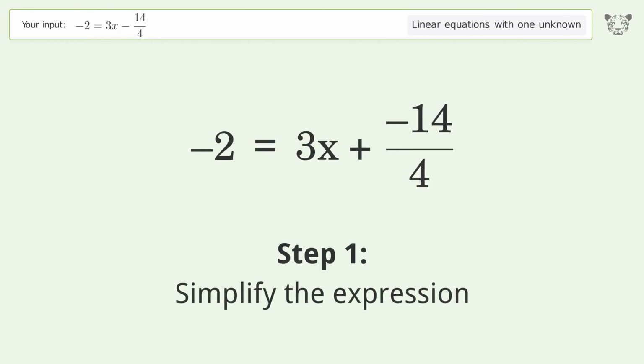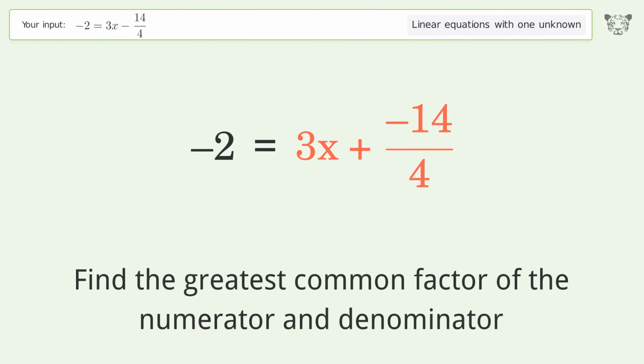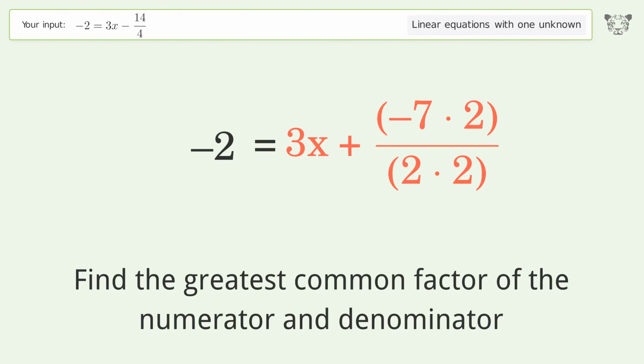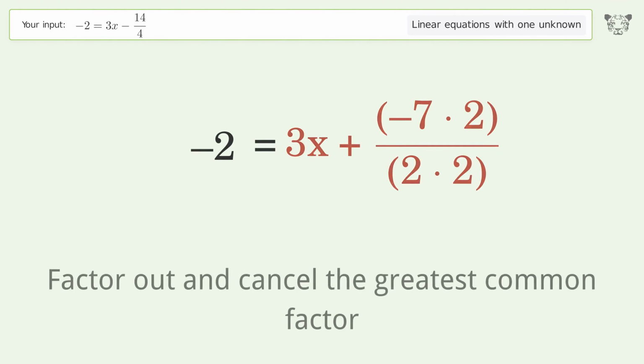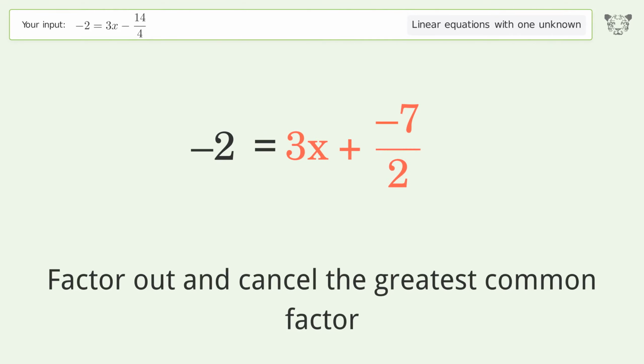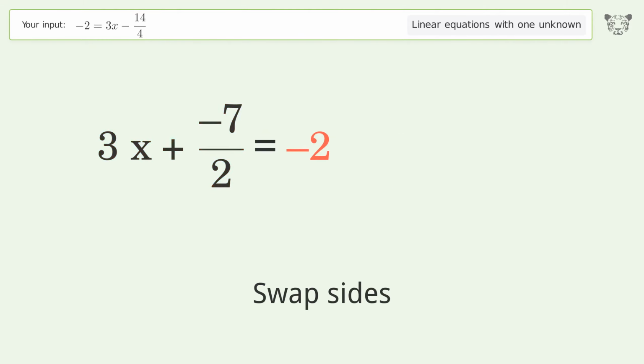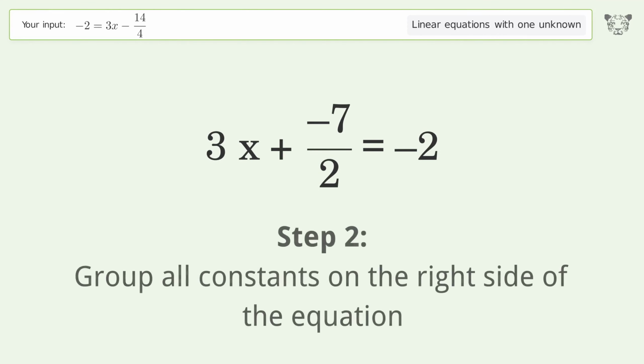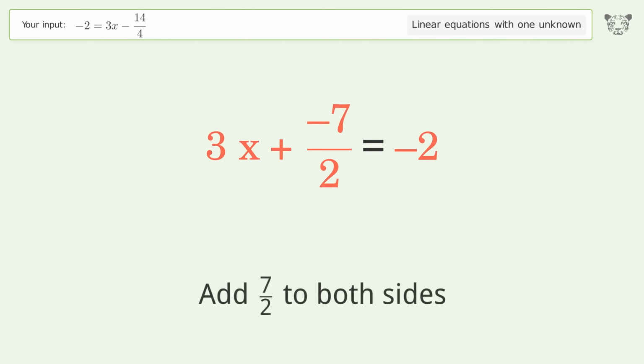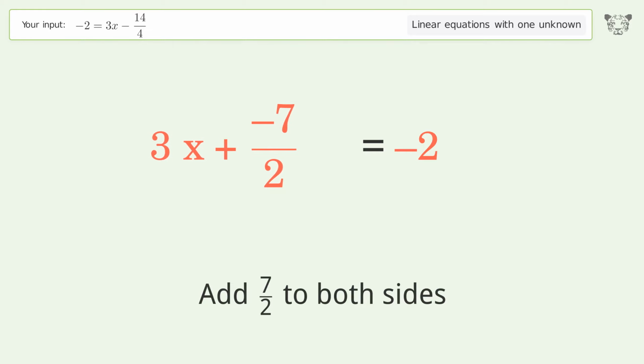Simplify the expression. Find the greatest common factor of the numerator and denominator. Factor out and cancel the greatest common factor. Swap sides. Group all constants on the right side of the equation. Add 7 over 2 to both sides.